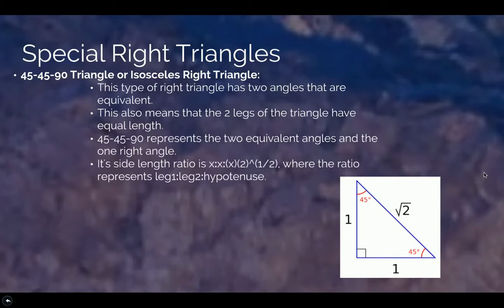So, special right triangles. We'll start with the 45-45-90 triangle, or the isosceles right triangle. This type of right triangle has two angles that are equivalent. This also means that the two legs of the triangle have equal length. A 45-45-90 triangle represents the two equivalent angles and the one right angle, which is right here. Its side length ratio is x to x to x radical 2, where the ratio represents leg 1, leg 2, and finally the hypotenuse.